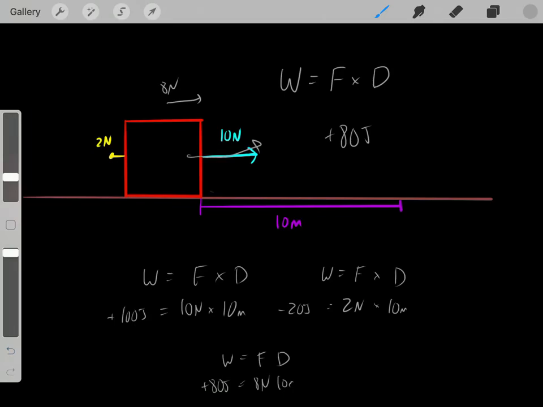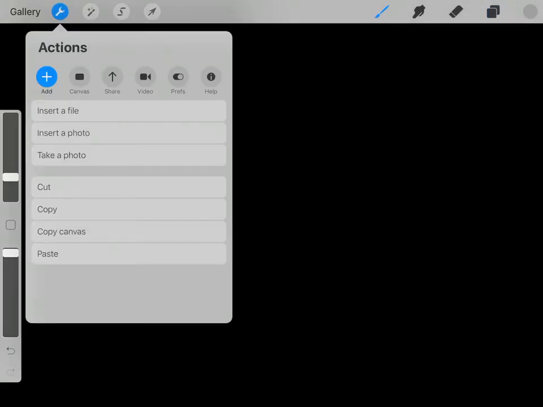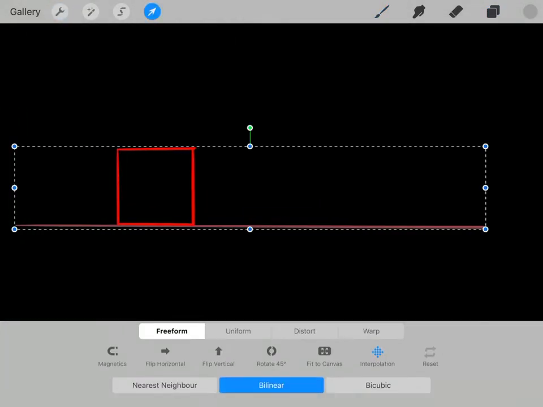If there's a force in the direction of motion, that's positive work. If there's a force in the opposite direction of motion, that's negative work being done. So now that we know this, the truth is that in reality, it's actually a little more complicated than that.